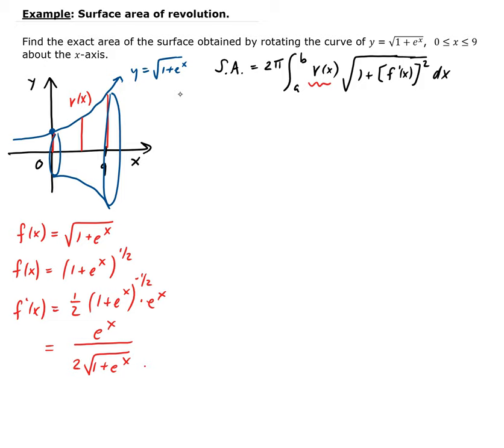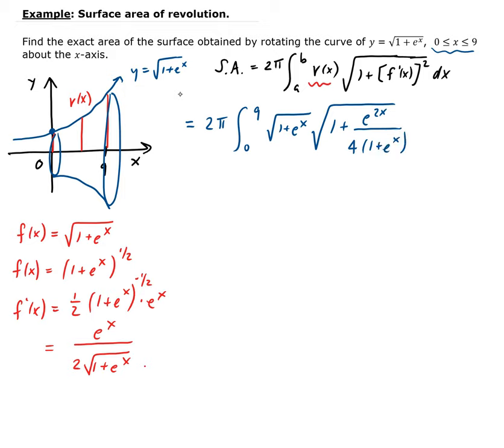So plugging in our r of x and the derivative, it's going to be 2 pi times the integral, going between 0 and 9. That's the domain for this region. So r of x is going to be the square root of 1 plus e to the x, times the square root of 1 plus the derivative squared. I'm going to go ahead and square it. This gives us e to the 2x divided by 4 times 1 plus e to the x. Just remember, when you square e to the x, you get e to the power 2x, and then you square 1 half, because you get 1 fourth here. From here, it's just a matter of simplifying and then taking the integral.